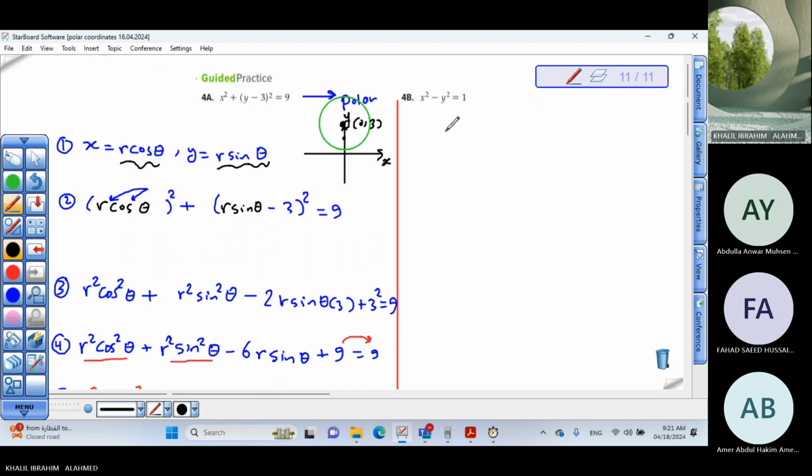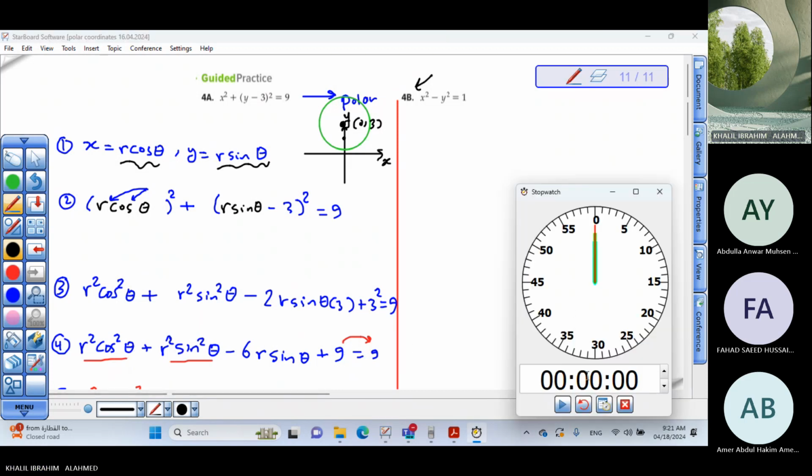Also here, Mr. Abdullah, Mr. Fahad, all the students inside the class, you should try to solve this question in the same steps. I will give you 5 minutes to complete this practice. Okay? Yalla Abdullah, I am waiting for you and your classmates.